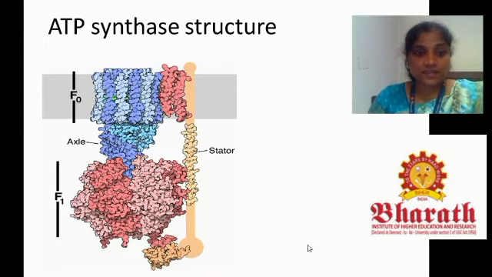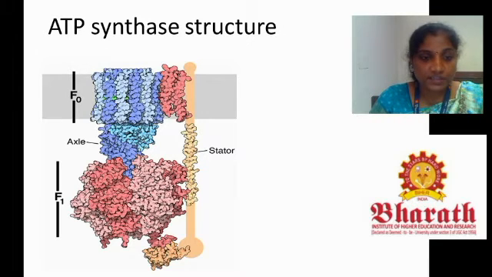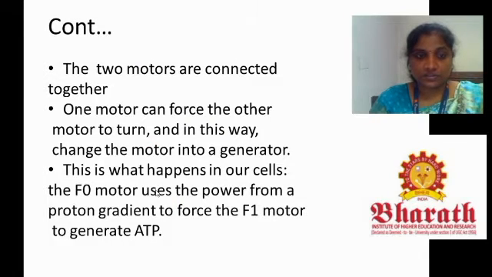So this is the ATP synthase structure. The top is the F0 motor and down is the F1 motor, and the middle connector is called the axle, and a stator is present in the ATP synthase structure. So the two motors, F0 and F1, are connected together. One motor can force the other motor to turn, and in this way there is a change of the motor into a generator. So this is what happens in our cells. The F0 motor uses the power from a proton gradient to force the F1 motor to generate ATP.